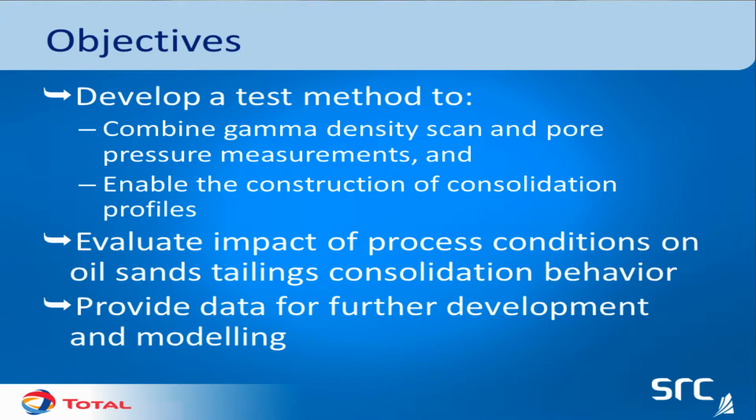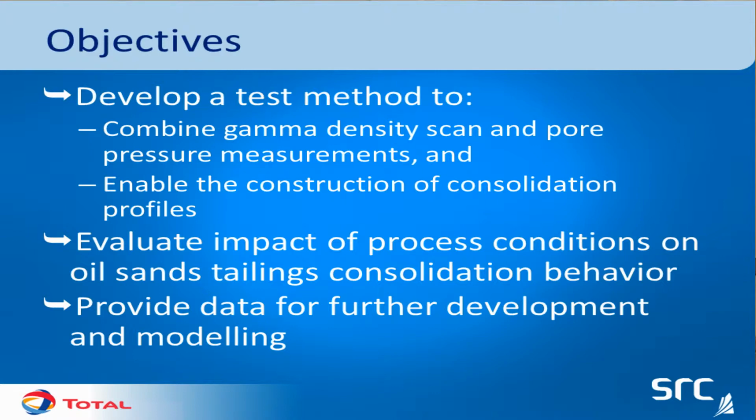So the objectives include to develop a test method to combine gamma density scan and pore pressure measurements. Many of you in the audience may be aware that SRC has a pipe flow model, and the traversing gamma densitometer is a technology developed in-house at SRC to determine the solid size and size distributions in the pipeline. And in most cases, it's horizontal.